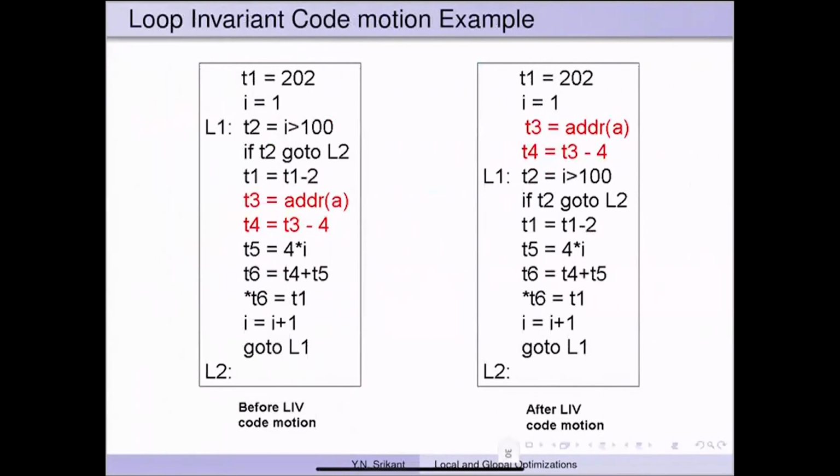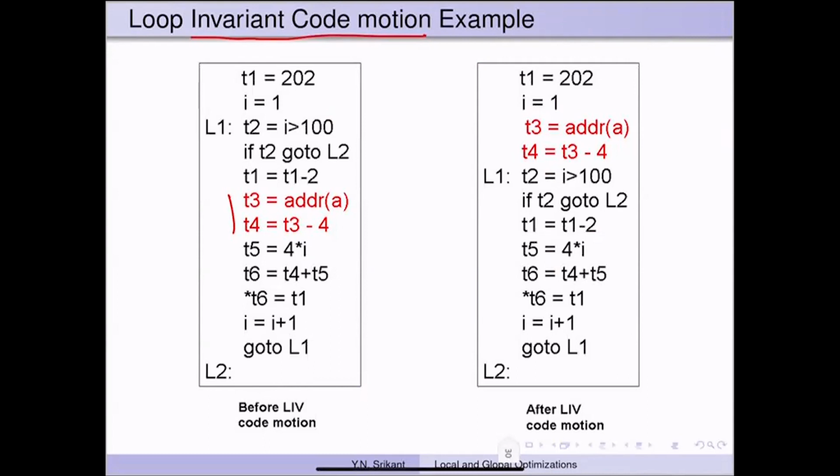Then the next optimization is a very important one, loop invariant code motion. What is loop invariant code? Well, to explain it with this example is very simple. Loop invariant code is the code whose computation does not get affected, even if it is removed to the outside of the loop.